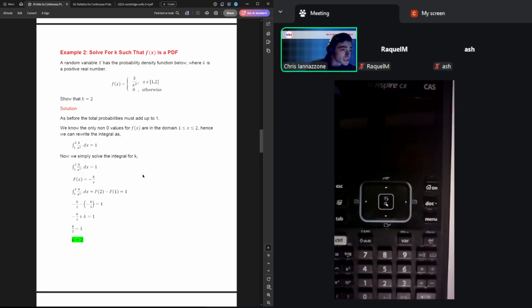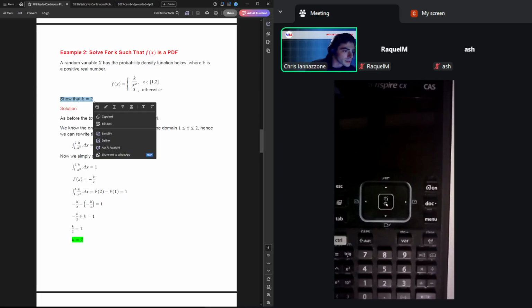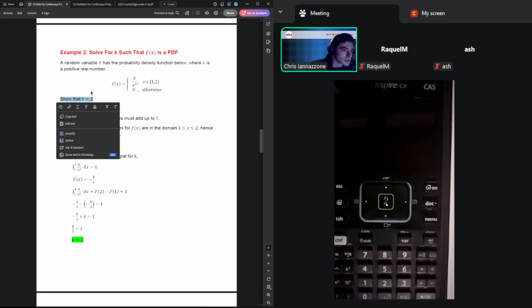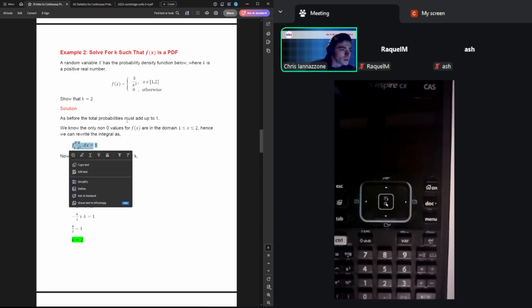A nice follow-up question to that is less about proving that what you have is a PDF, a probability density function, but rather solving for a coefficient to force it to be a probability density function. In this case, they're literally telling you that k should be equal to 2, and it's a show-that question. But you solve it the same way regardless of whether they say show that, which is to, again, make the whole integral equal to 1.